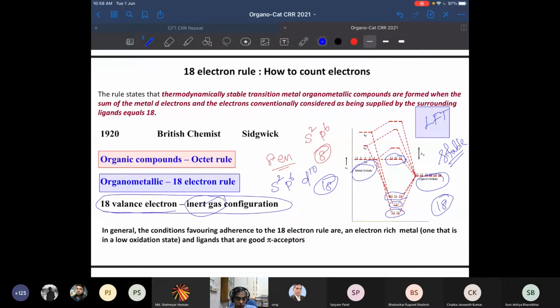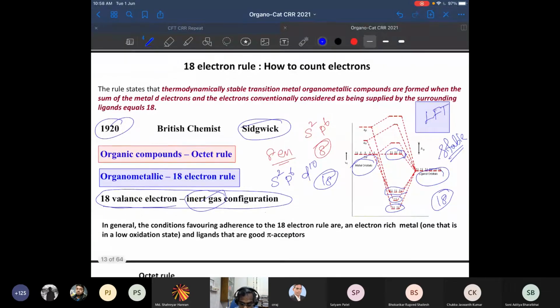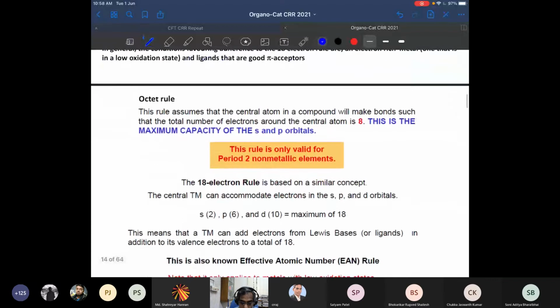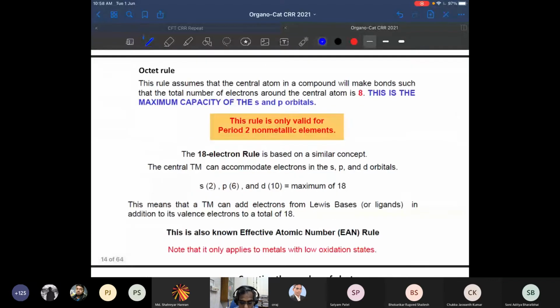Now, that's basically the history. In 1920, the British chemist Sidgwick formulated it, and then it was further modified, and you see here, what I have already explained: the octet rule. I have told you that S electrons and P electrons, and then with your 10 electrons, you have your 18 electron rule, that is for organometallics.